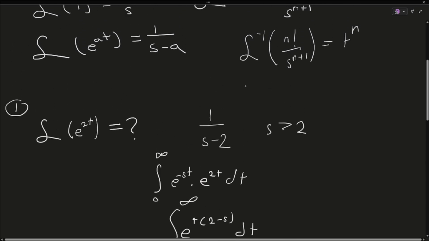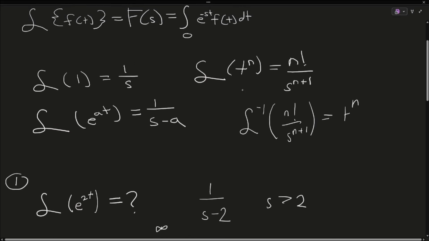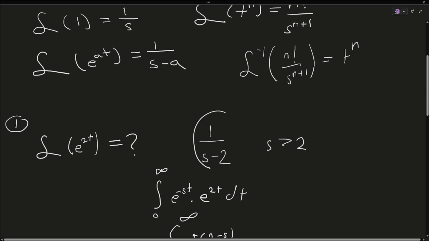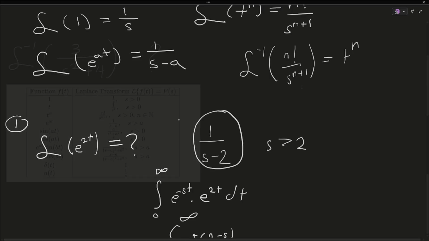If you want to compare this result with the Laplace table, e to the 2t is under this title, Laplace of e to the at equals 1 over s minus a. Our a in this case is just 2, so we're going to have 1 over s minus 2, just like we have down here. So we actually did the correct definition method.